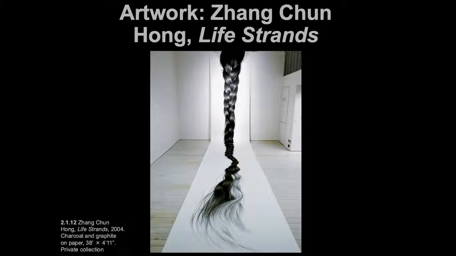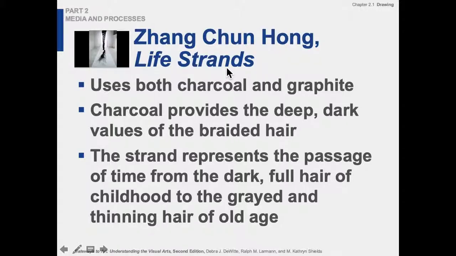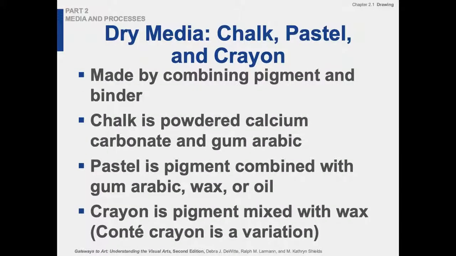Okay, so charcoal and graphite. She's really getting in those highlights. That's probably bare paper, right? And then the blacks are going to be your charcoal. So yeah, exactly. Charcoal provides the deep dark values, the darker blacks and dark grays, and it's representing the passage of time from dark hair in childhood to grayed, thinning hair of old age.